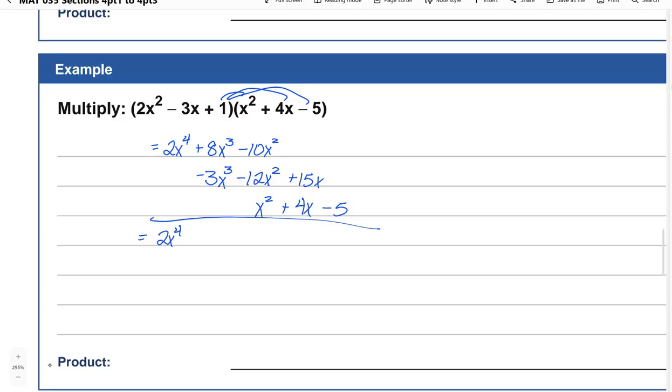I'm going to add everything up plus 5x cubed. So minus 10, minus 12, and this is understood to be a positive 1. Will give me a minus 21x squared plus 19x minus 5. So there's our product.